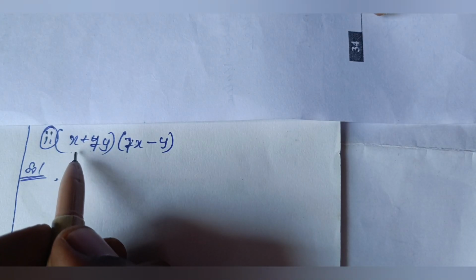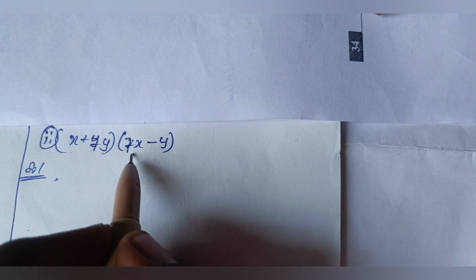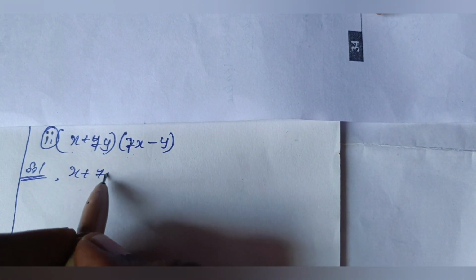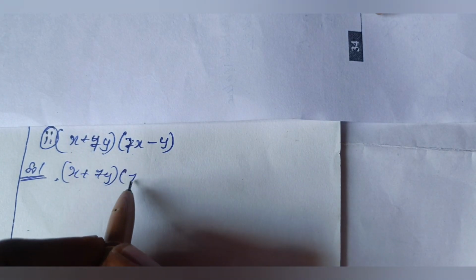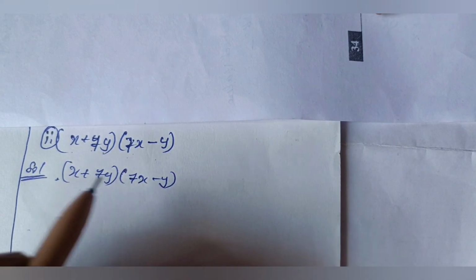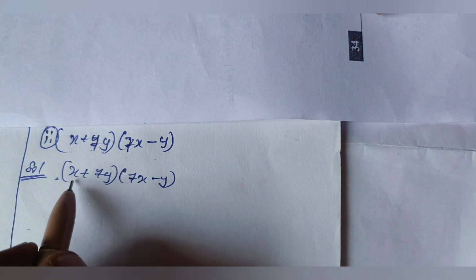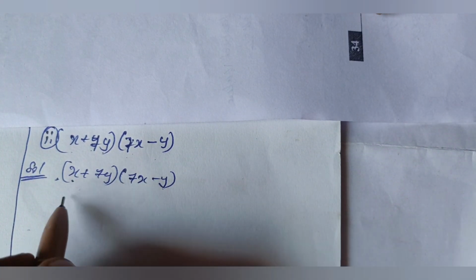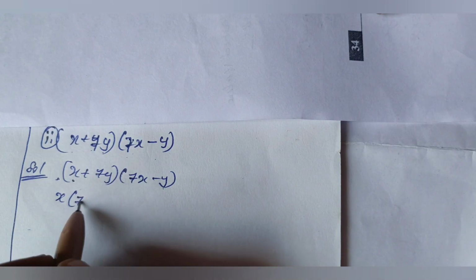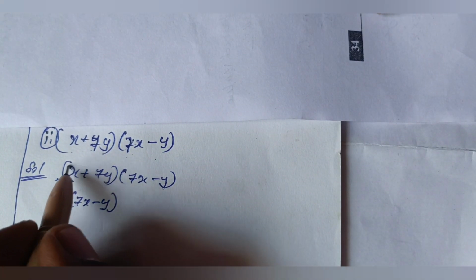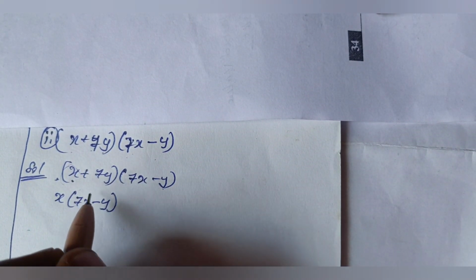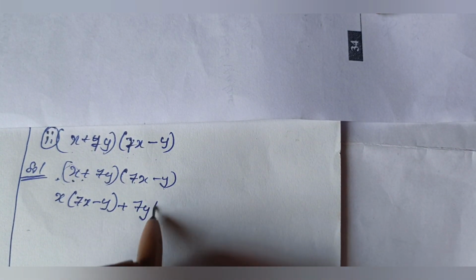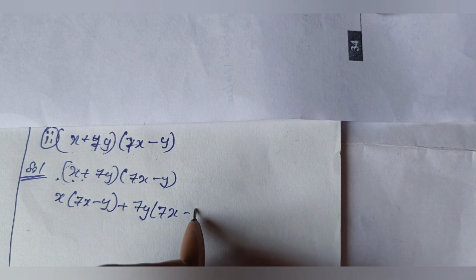So here the second part is given, x plus 7y into 7x minus y. So let's multiply x plus 7y into 7x minus y. We will need to multiply x with the entire term and 7y with the entire term. Just write it down how to do it. x into 7x minus y, we will write this term first, then plus, as it is, 7y, and then write this entire term, 7x minus y.